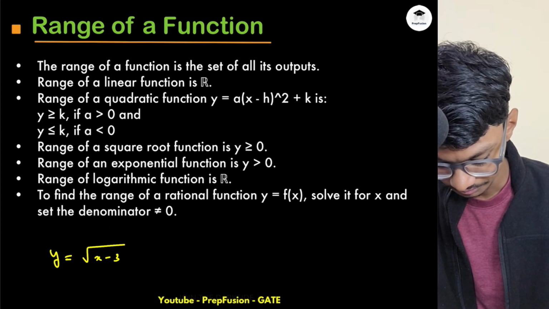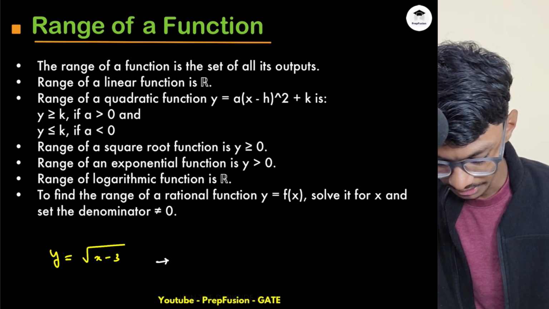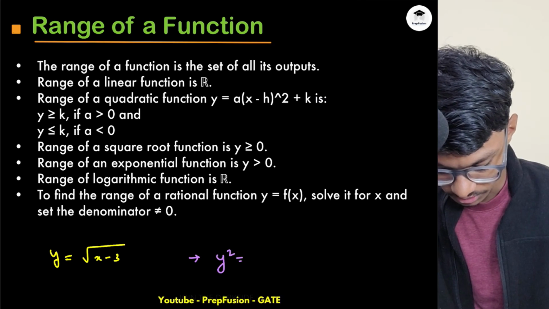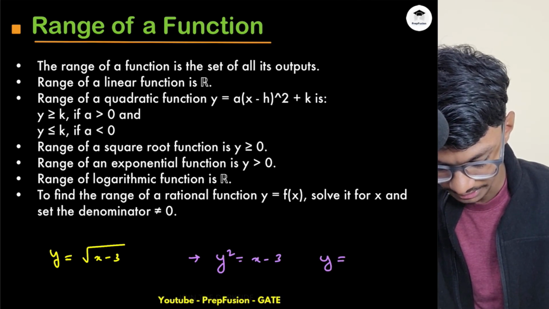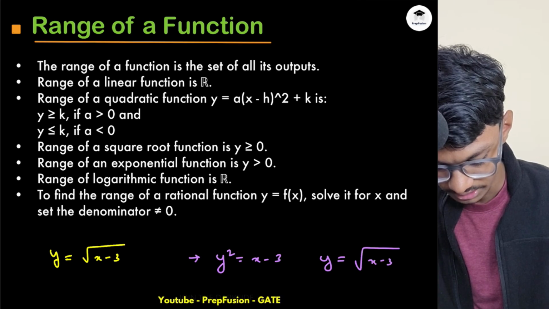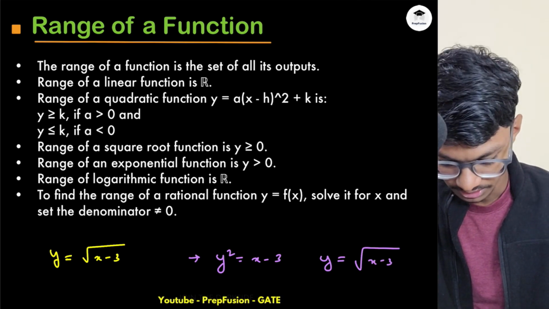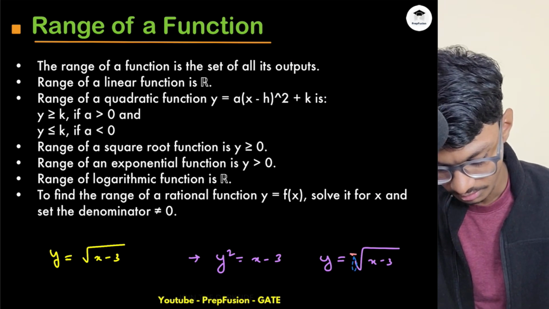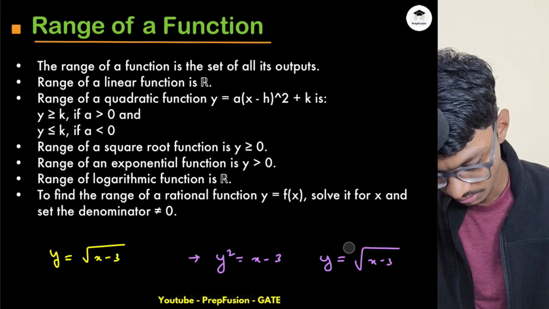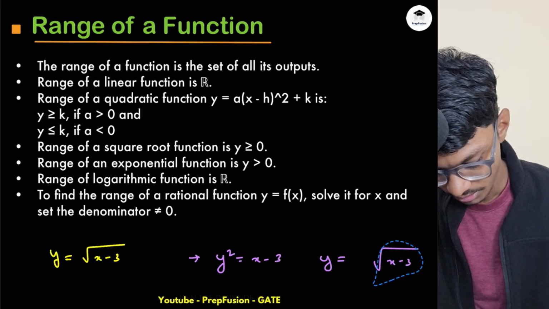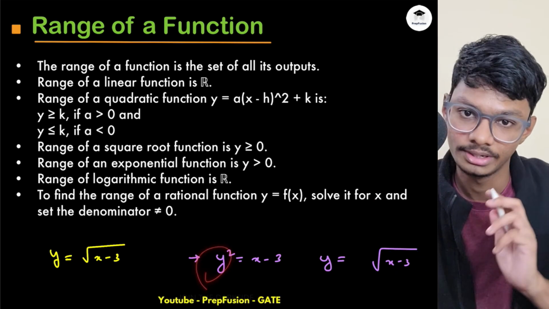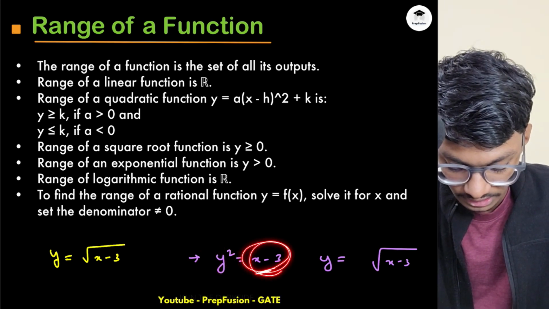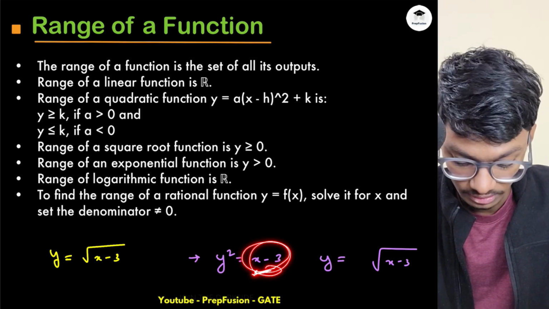Why is this the case? Many students get confused like this: if y square equals x minus 3, I can write y as under root x minus 3. But they miss out on this plus minus sign. Here in this case y can be negative as well. But x cannot ever be less than 3.